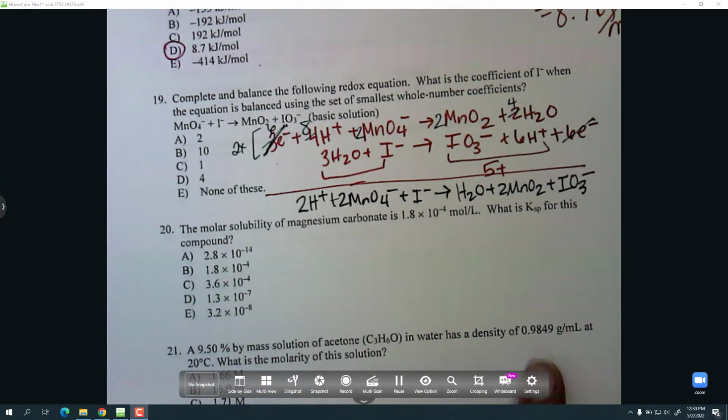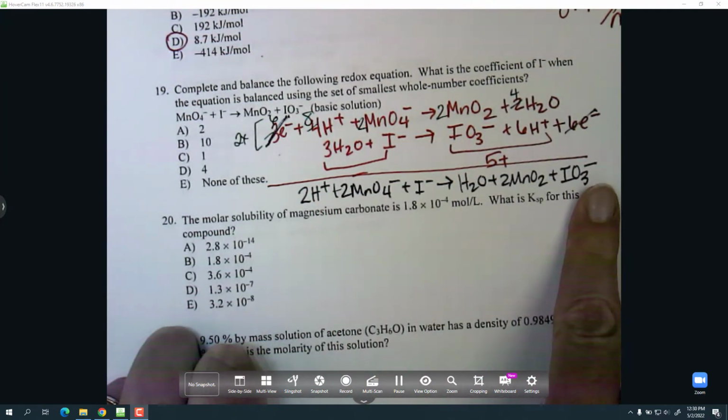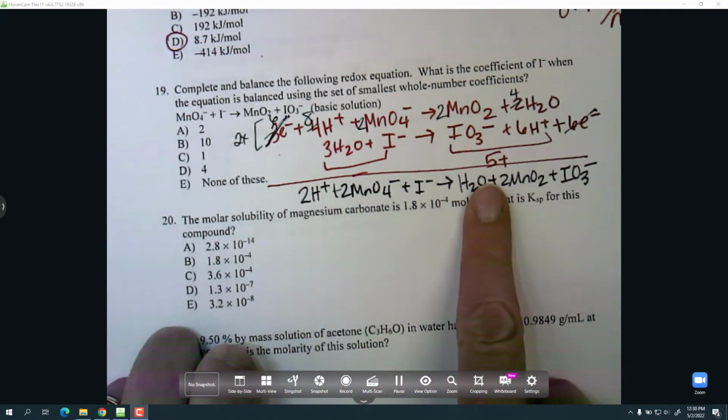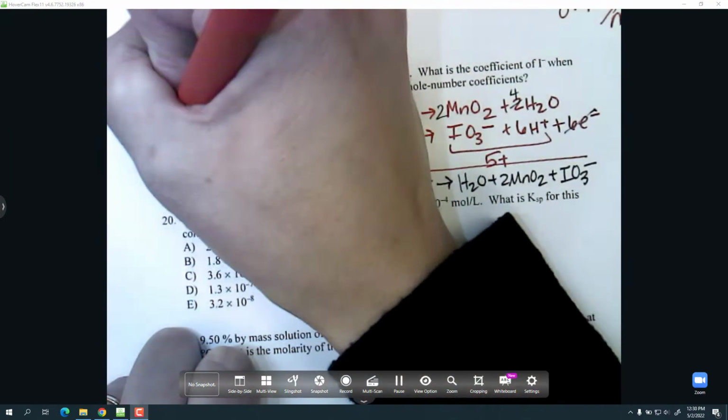It is not in basic solution. I actually can stop here if I want to because it's asking for iodine. Changing this to basic solution is only going to change the hydrogen and the water. So my 1 here is still going to be true.